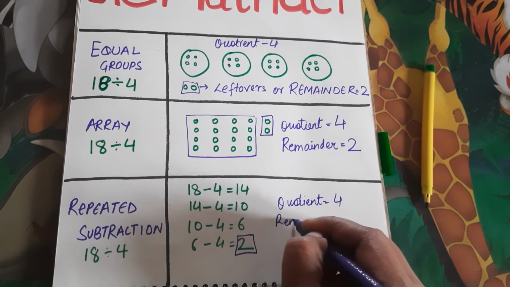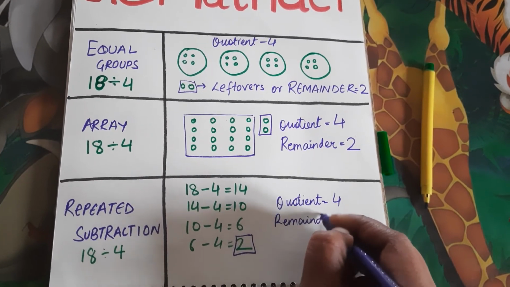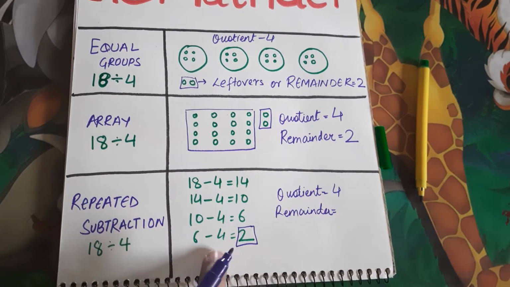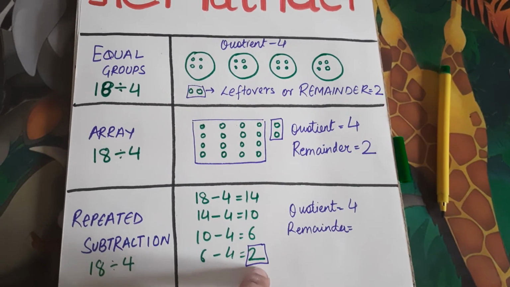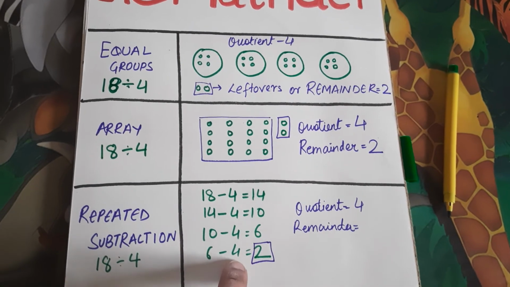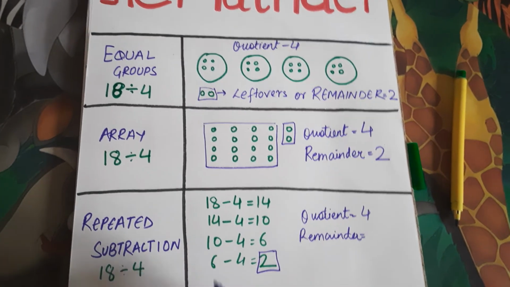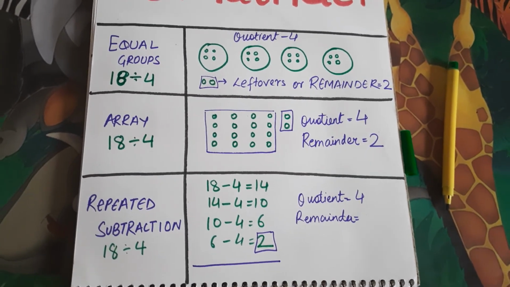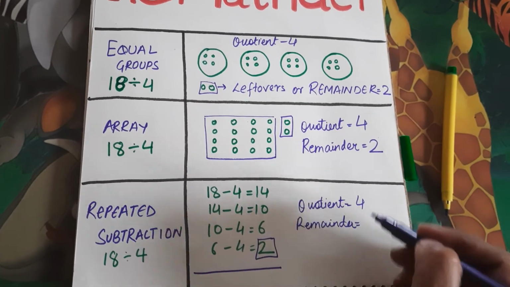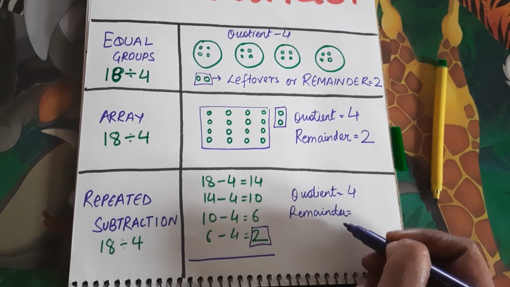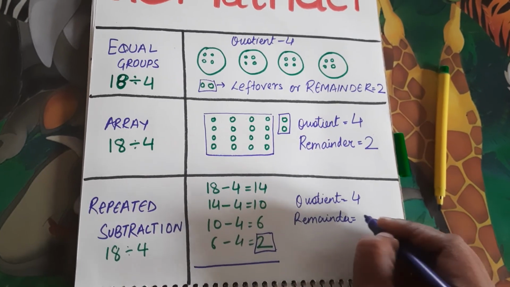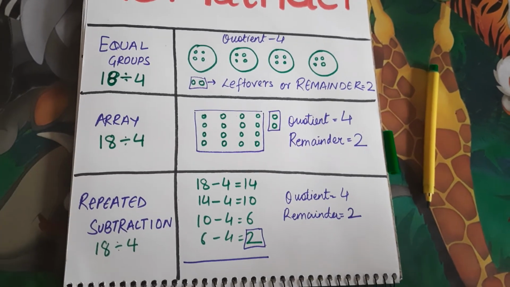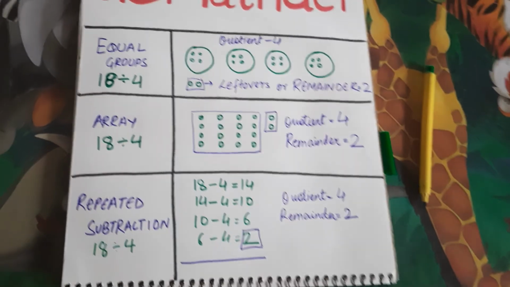2. So in repeated subtraction, either you must get 0 as your final difference, or if you have got a difference which is less than the divisor, you will stop your repeated subtraction and straight away write down the answer. Quotient is 4 depending on the number of times, and the remainder, since it is less than the divisor, we will not move ahead, and this is my remainder.